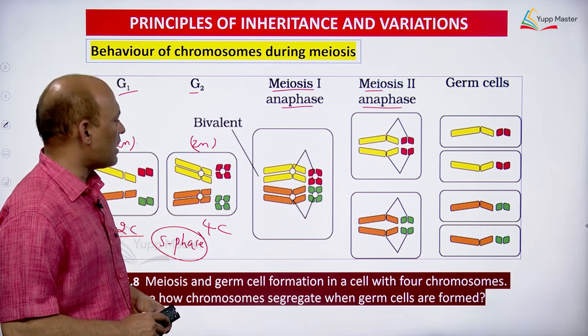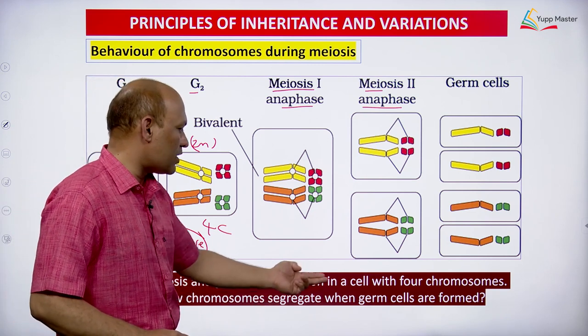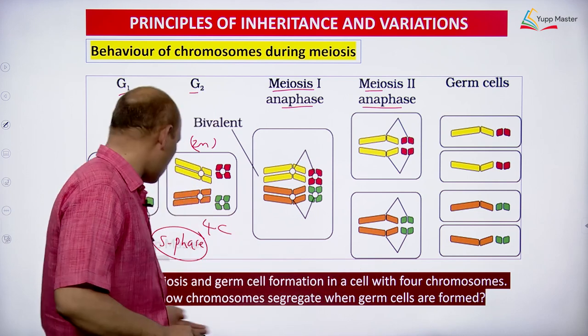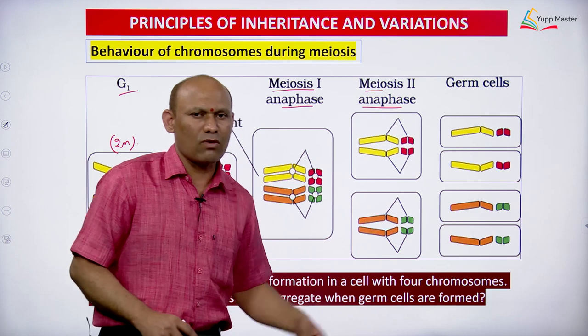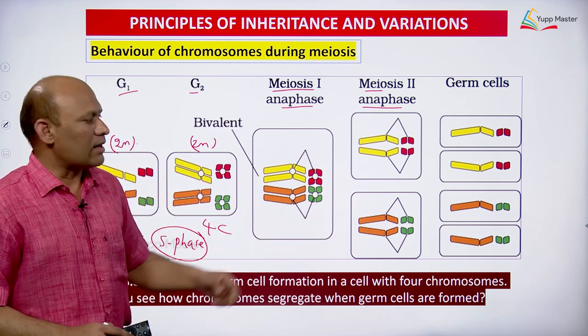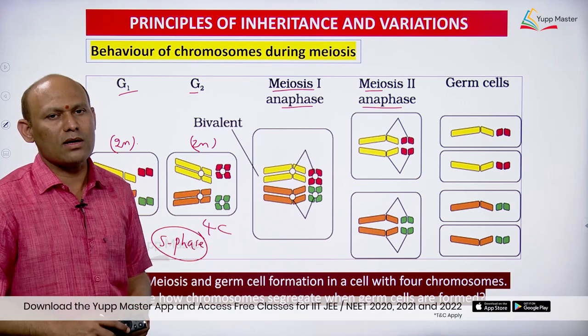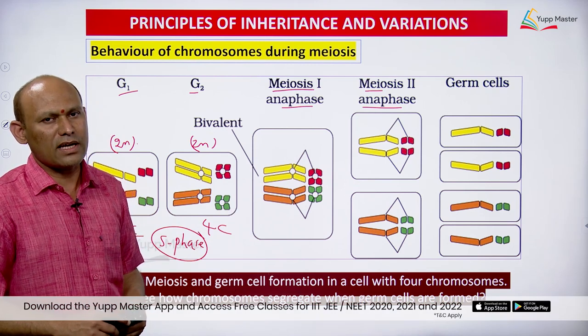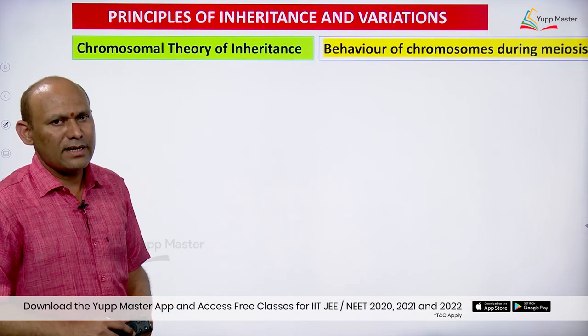It's very simple, right? So see, meiosis and germ cell formation in a cell with 4 chromosomes, dear students. Can you see how chromosomes segregate when germ cells are formed? This diagram proves what? Law of segregation, dear students. Law of segregation, law of purity of gametes, right?